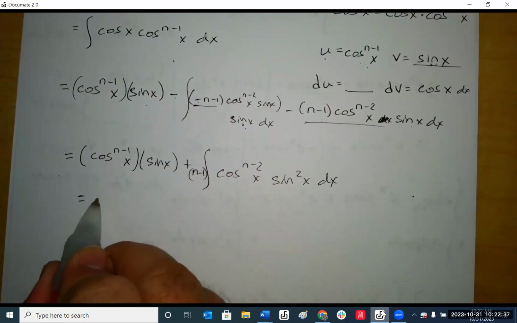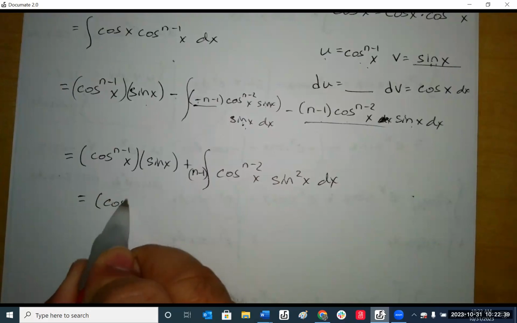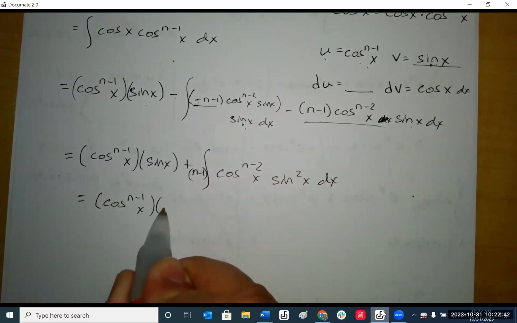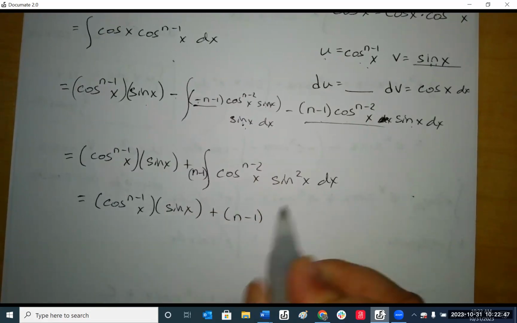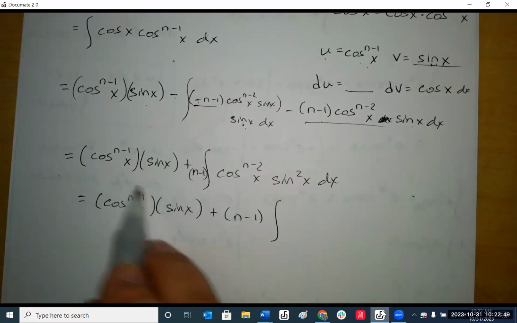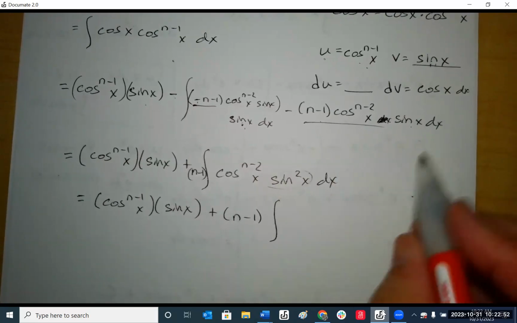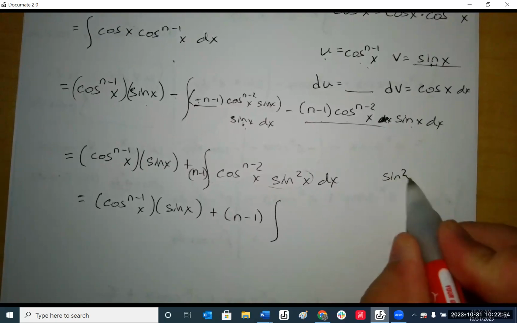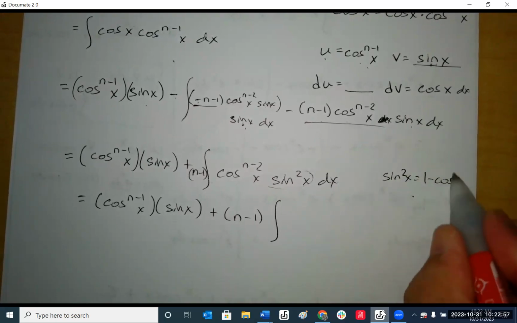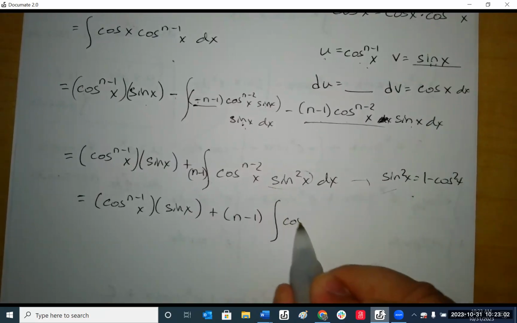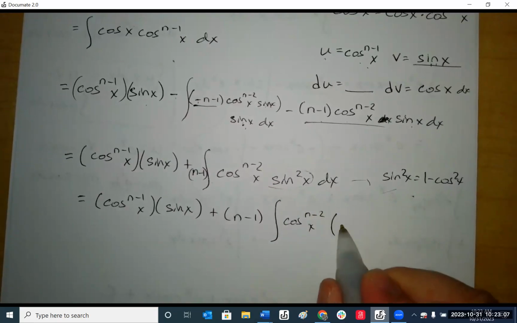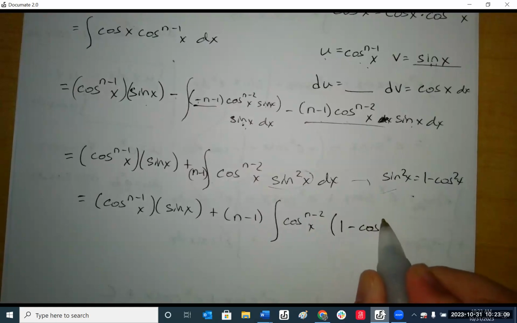All right, since we have cosine there, we have cosine n minus 1 x times sine x plus n minus 1 times the integral. Pretty much everything is written in cosine. We know the identity sine squared x is 1 minus cosine squared x. So we have cosine n minus 2 x times 1 minus cosine squared x.